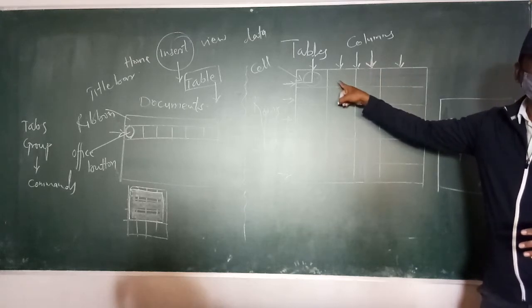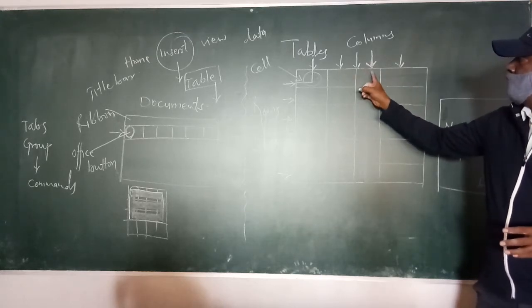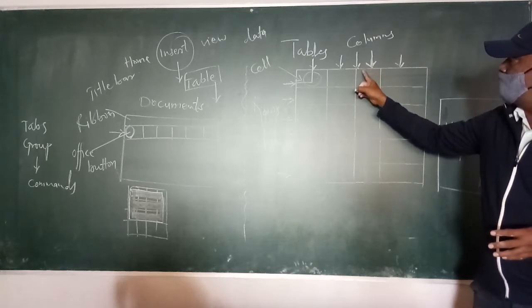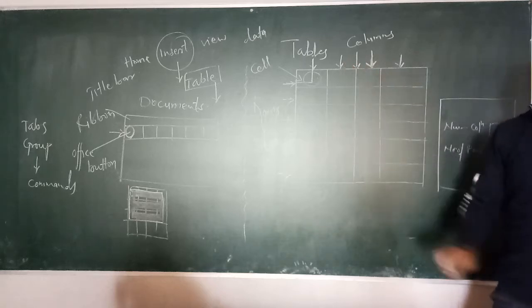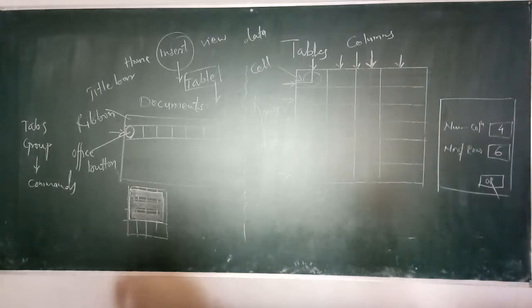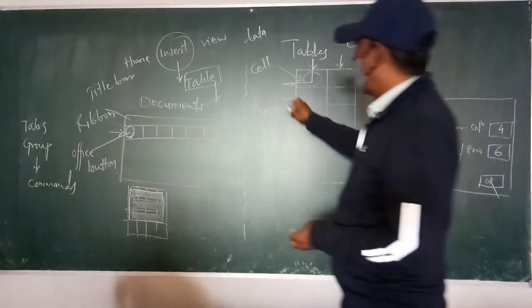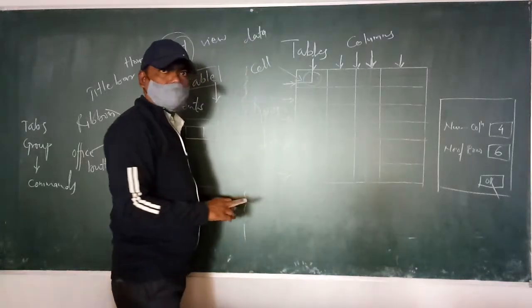Left side. Okay. So when you click left side, this column will move to the right side, and a new column will be inserted between these two columns. Understood? In this way you can insert a new column in your table.